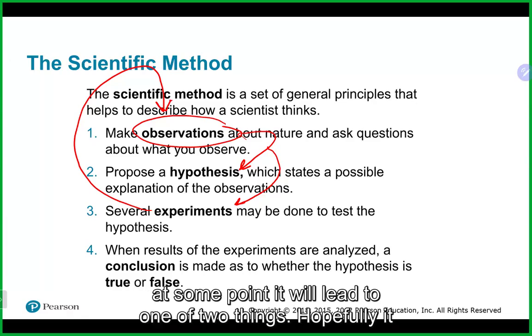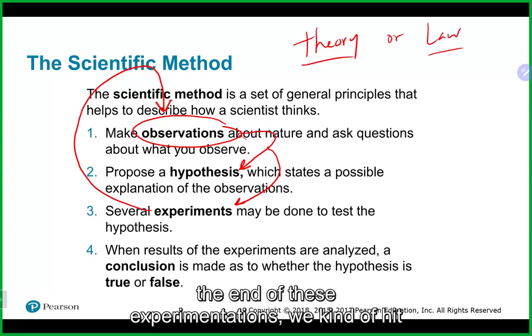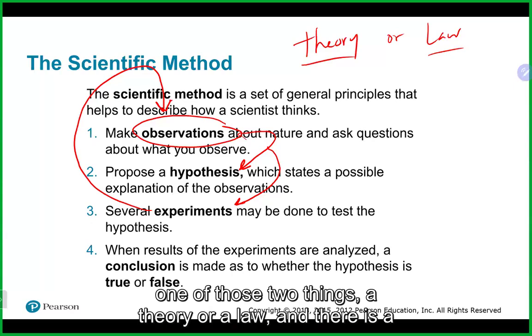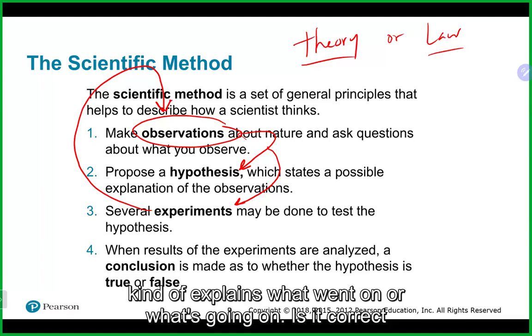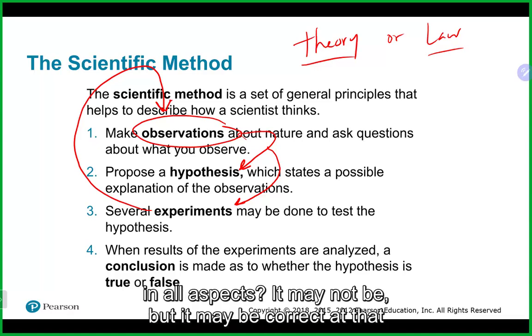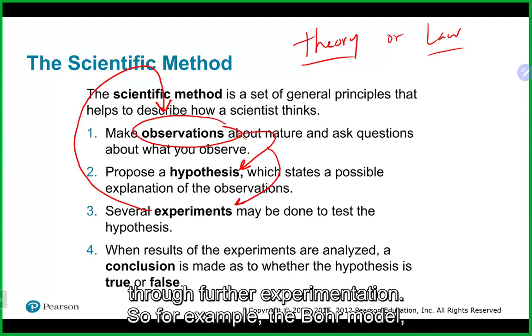But hopefully, at some point, it will lead to one of two things. Hopefully, it may lead to a theory or it may lead to a law. At the end of these experimentations, we hope we hit one of those two things, a theory or a law. And there is a difference between them. A theory is something that explains what went on or what's going on. Is it correct in all aspects? It may not be, but it may be correct at that point in some aspects. It may be disproven later on through further experimentation.